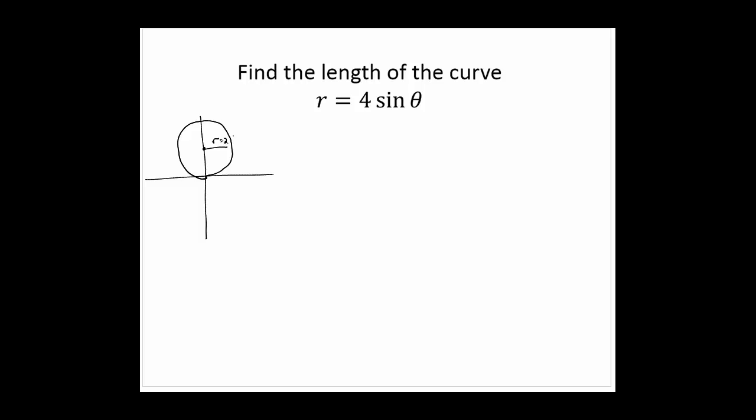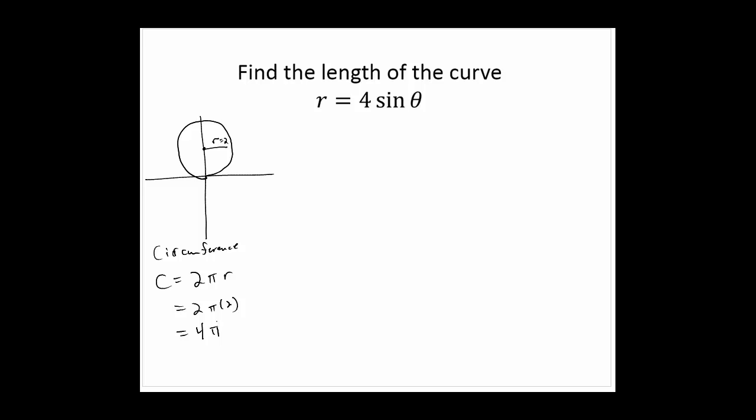And so the length of the curve is just the circumference. And the circumference, recall, is given by 2 pi times the radius. And so that would be 2 pi times 2, and that's 4 pi. So the length of the curve is 4 pi.